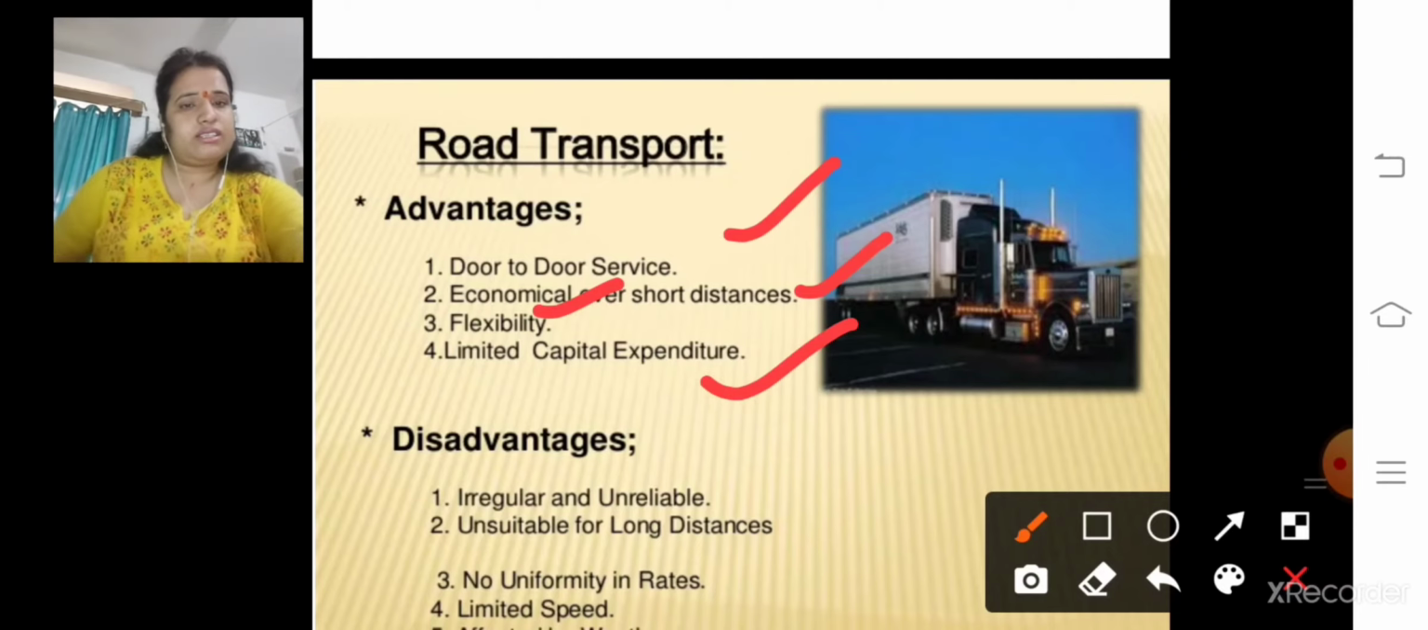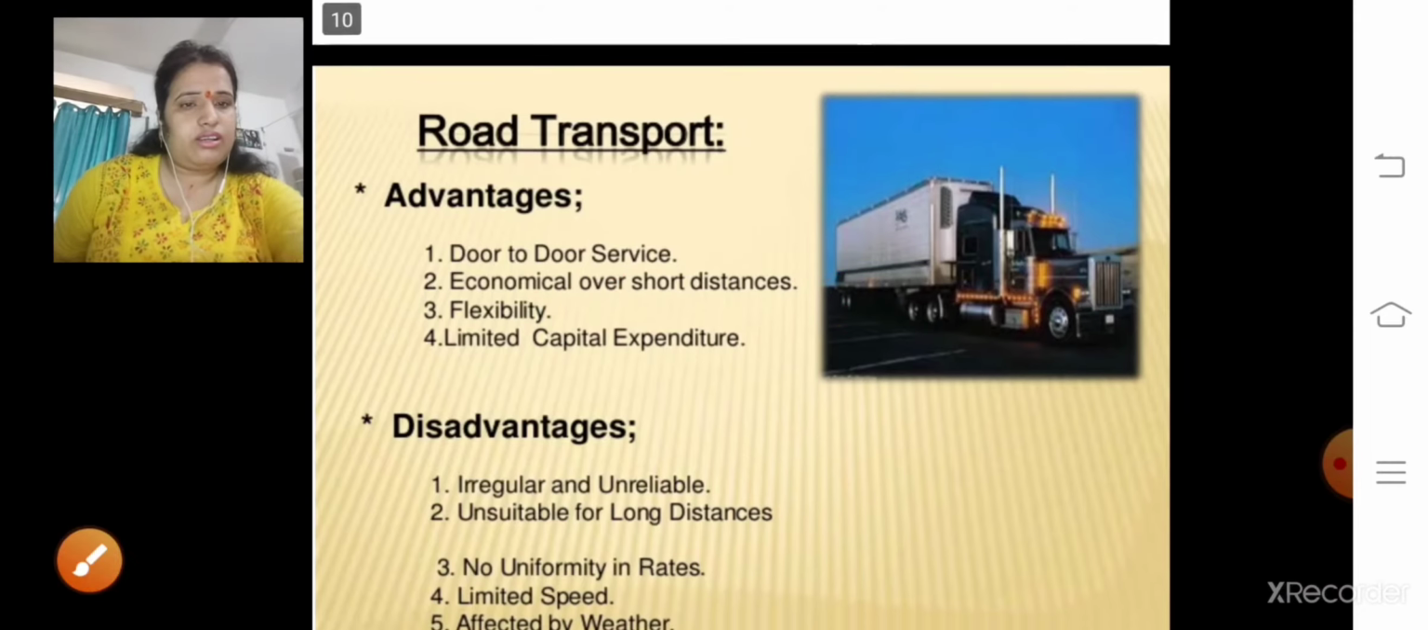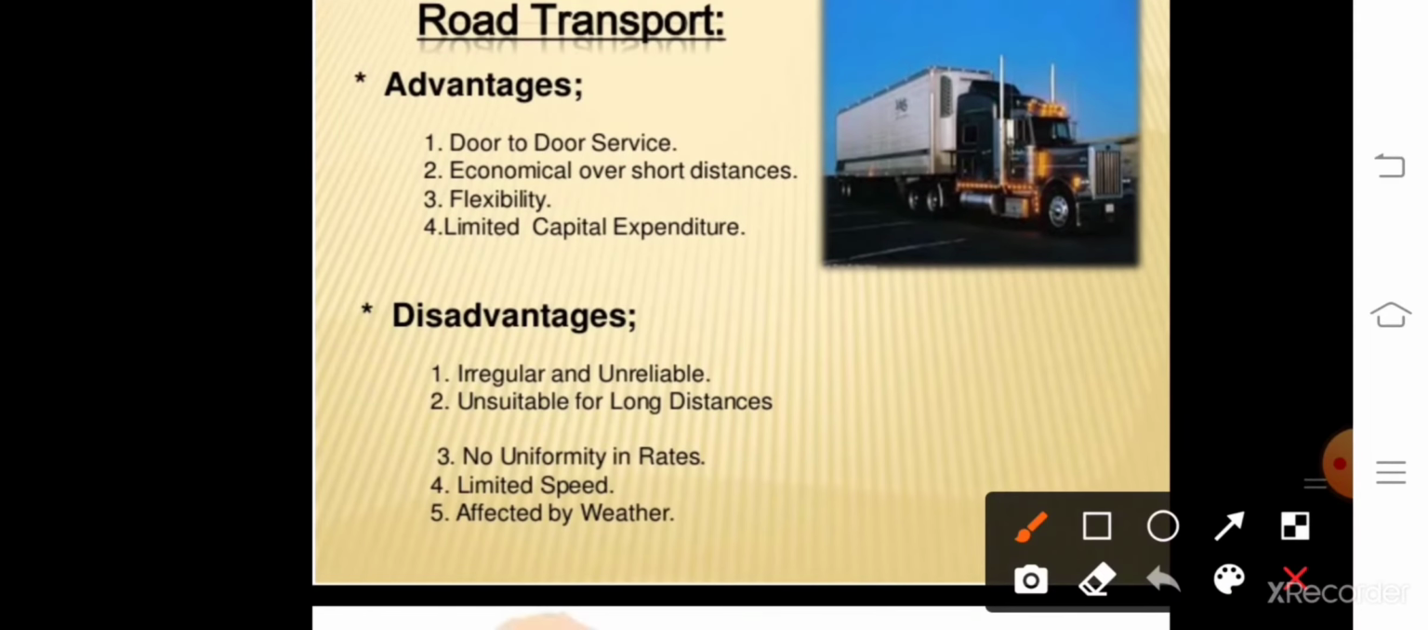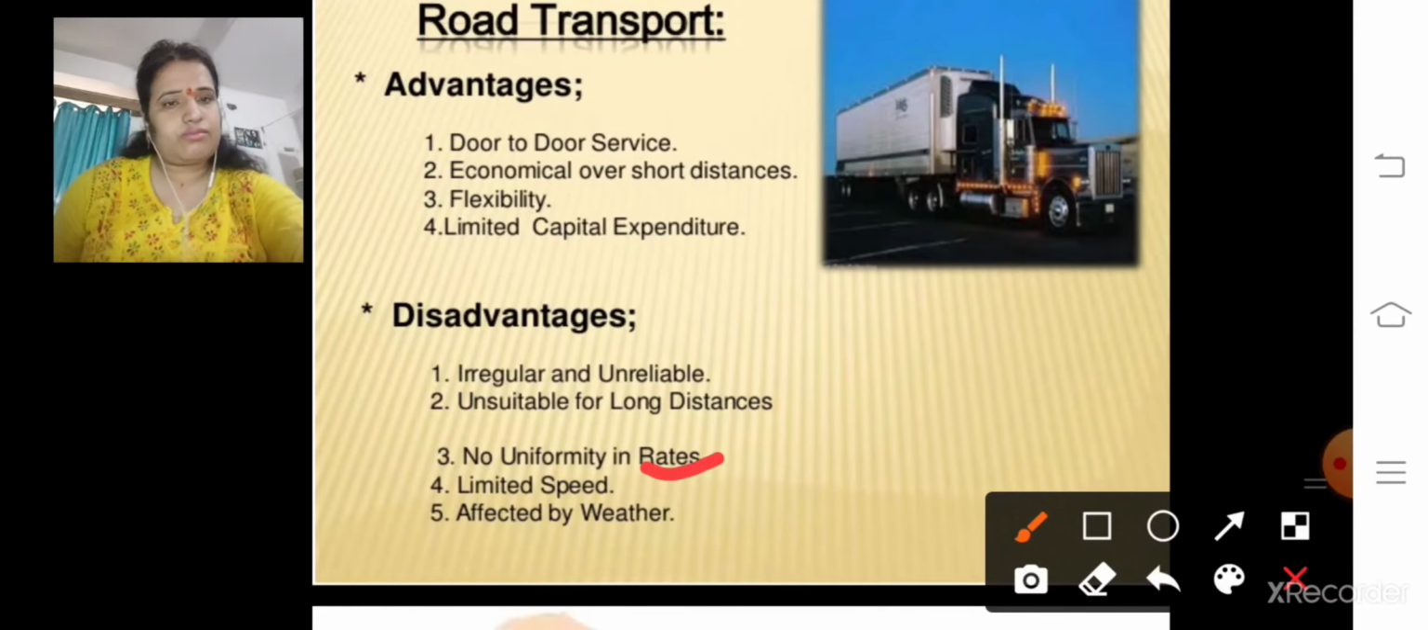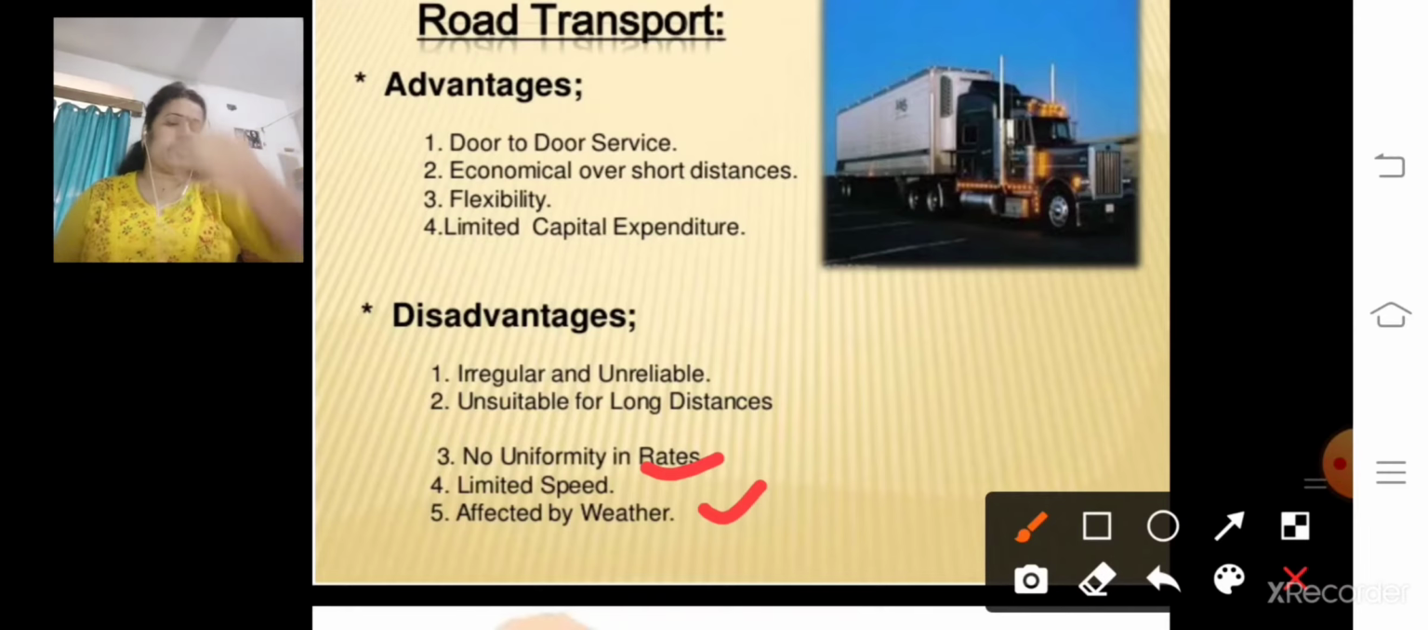And disadvantages: irregular and unreliable, unsuitable for long distances, no uniformity in rates, limited seats, affected by weather. So this is your advantages and disadvantages of road transport.